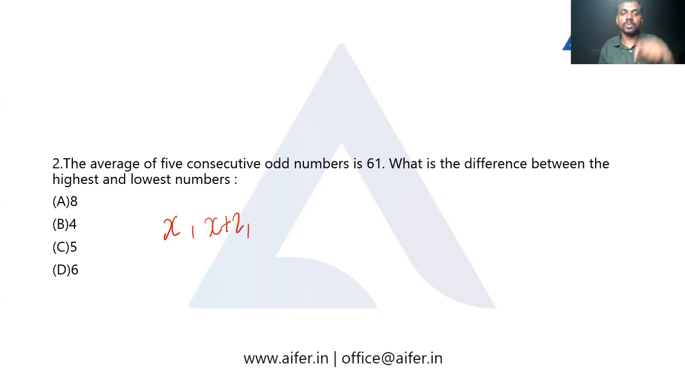That's why x plus 1, x plus 2, x plus 3. Here, it's consecutive odd numbers. That's the reason why x plus 2, x plus 4, x plus 6, x plus 8. Since we have 5 consecutive odd numbers, we have x, x plus 2, x plus 4, x plus 6, and x plus 8.